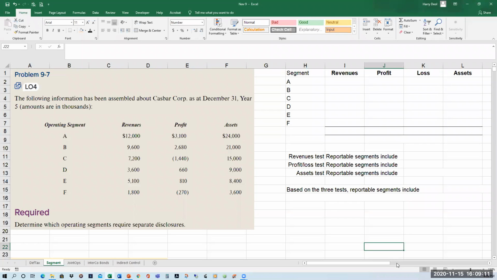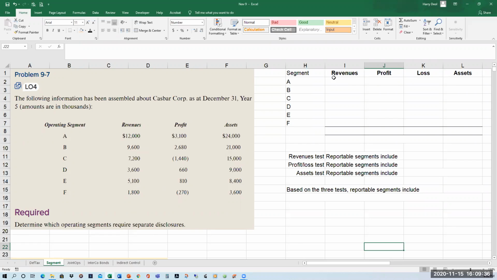Looking at an example from the textbook, problem 9-7, you're given information about Casbar Corp for year 5. Casbar has 6 operating segments, A, B, C, D, E, F. You're given numbers about revenues, profit losses, and assets. And you're asked to determine which operating segments need separate disclosure.